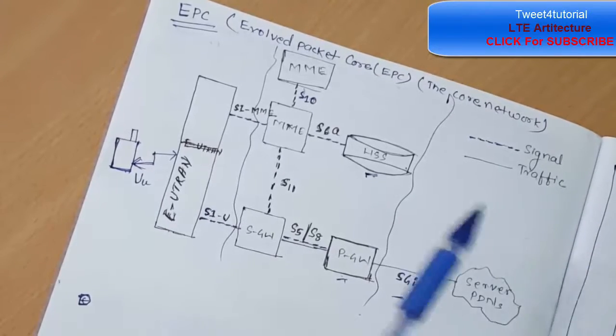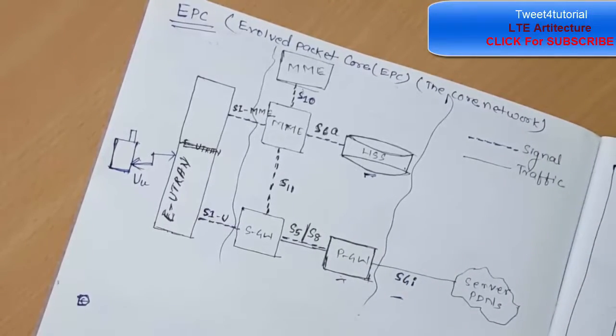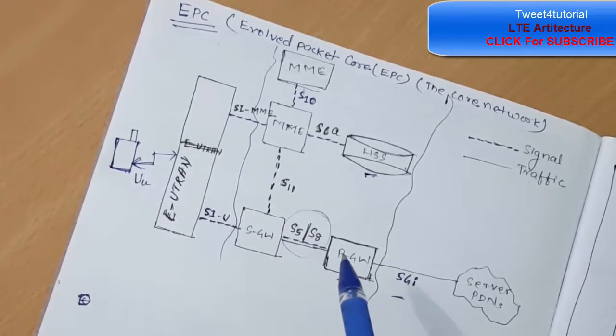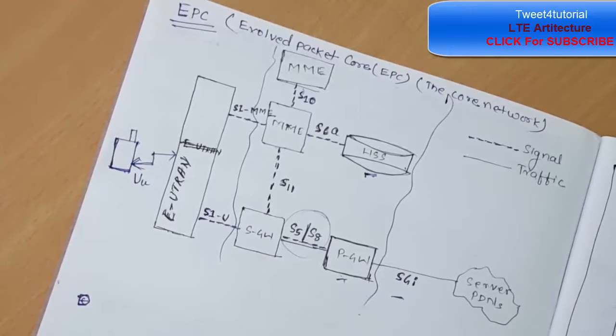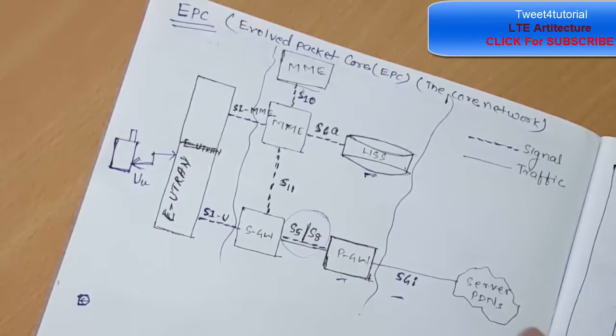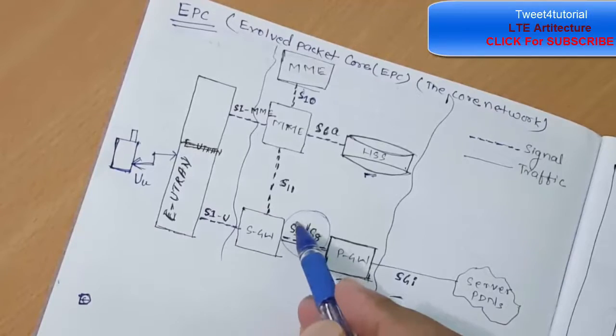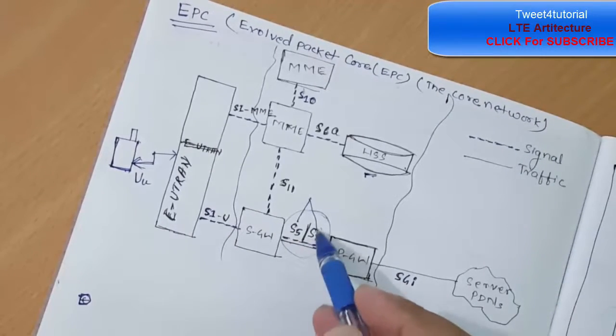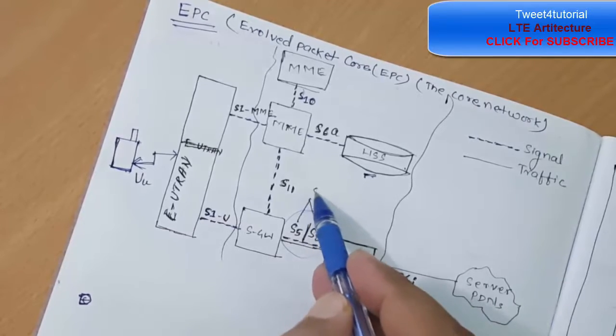The interface between the serving and PDN gateway is known as S5 and S8, and this has two slightly different implementations: S5 if the two devices are in the same network, and S8 if they are in different networks. So this is the difference between the two. If it is the same network then S5, and if a different network then S8.